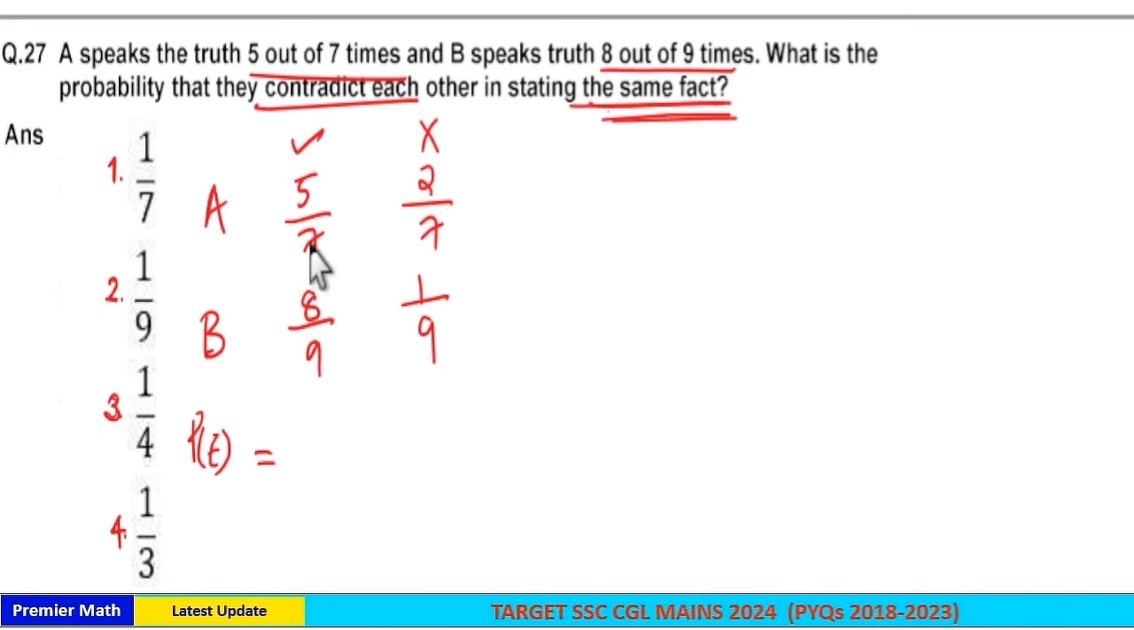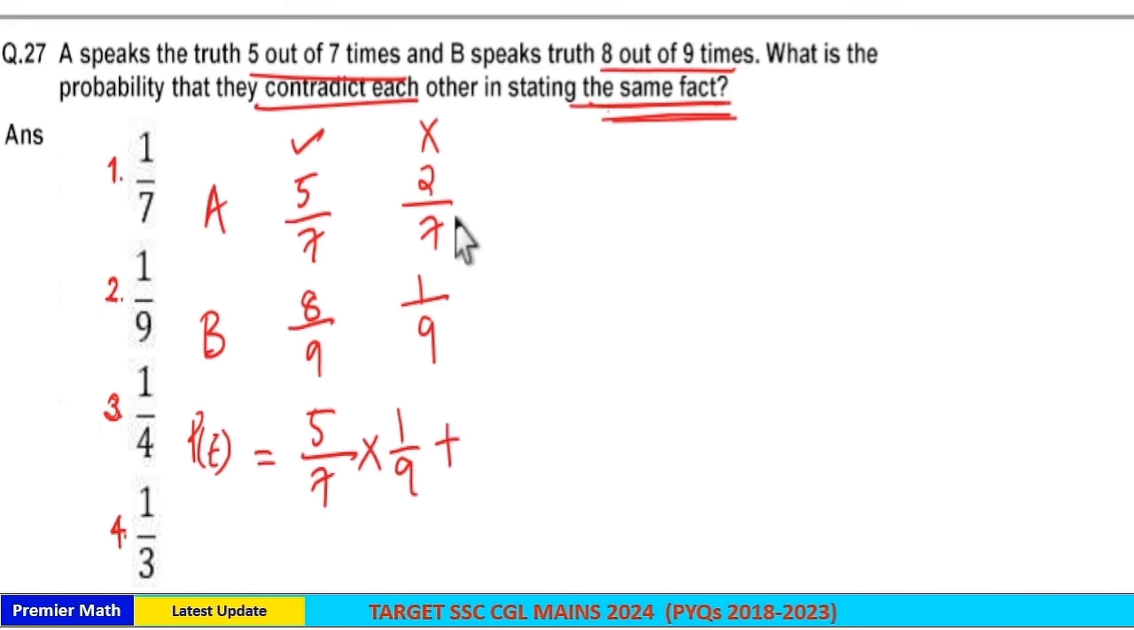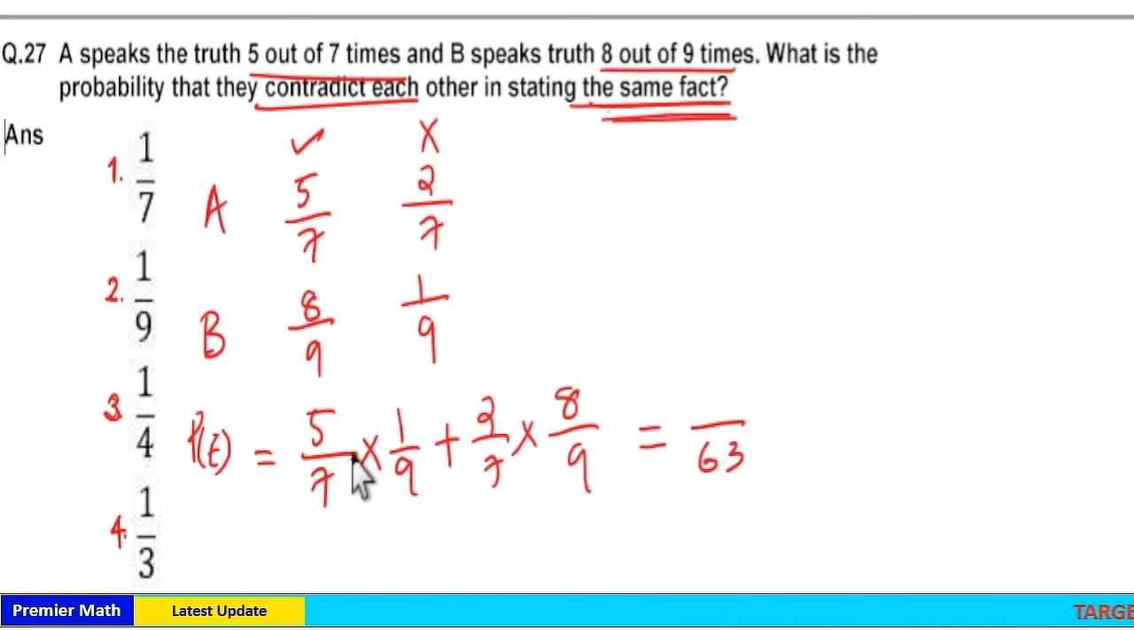That is, when A speaks truth, that is 5 by 7, B should say lies. And when A speaks a false statement, B should say a true statement. Now this is equal to 7 into 9, 63 is the denominator. 5 plus 16, 21 is the numerator. 21 goes 3 times in 63.